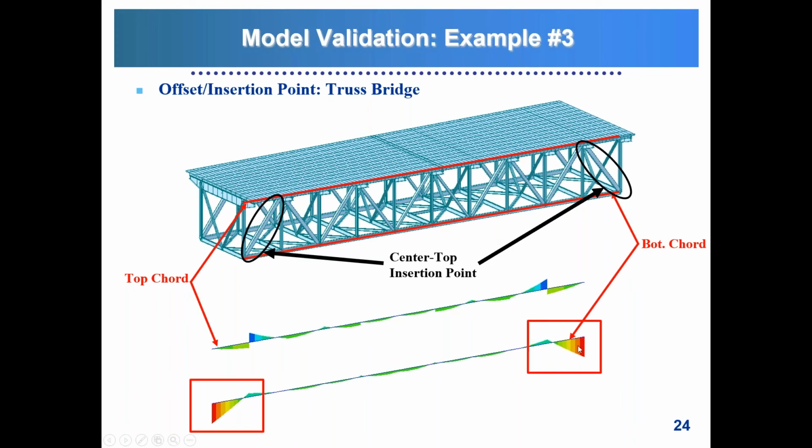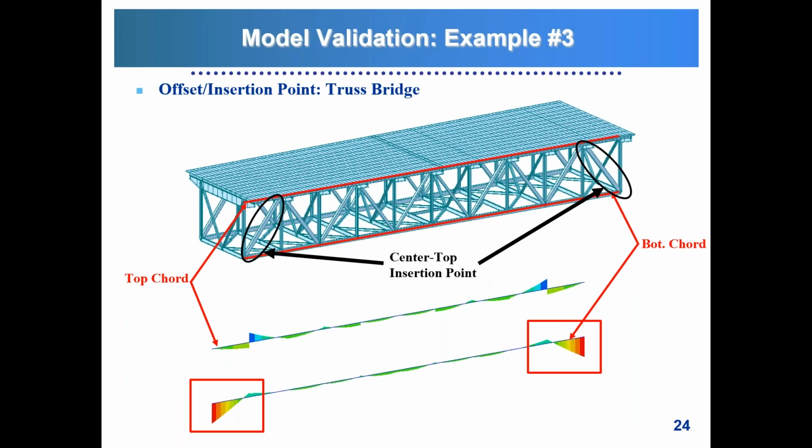Specifically this here at the end, we were expecting to have 0 moments at the end, so we were getting these huge moments at the ends of the bottom chord. It took us a while because we thought we had the model properly defined and everything. After looking at it for a while, we noticed that out of all the members of the truss, these 2 diagonals had the insertion point at the top instead of the center.